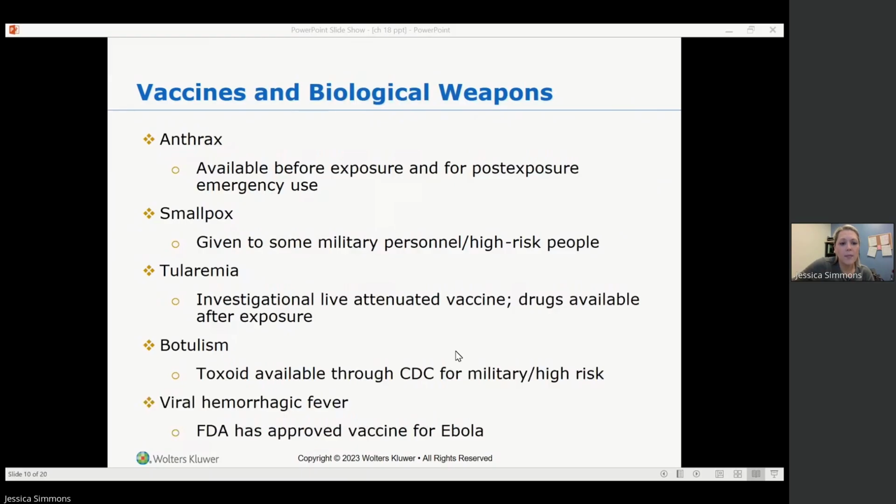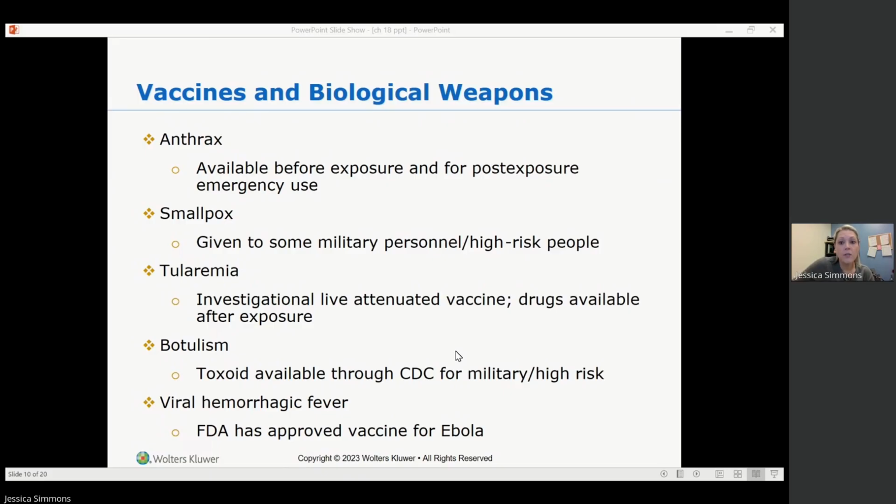Vaccines and biological weapons. Anthrax, we talked about this the other day in class, actually. It was a very, very scary time. And people were literally scared to open their mail because anthrax was literally being sent in the mail. And it is available before exposure and for post-exposure emergencies. Smallpox is not really a thing anymore, but it is given to some military personnel, high-risk people. Tularemia, it's an investigational live attenuated vaccine. The drugs are available after exposure. This is not a common thing.